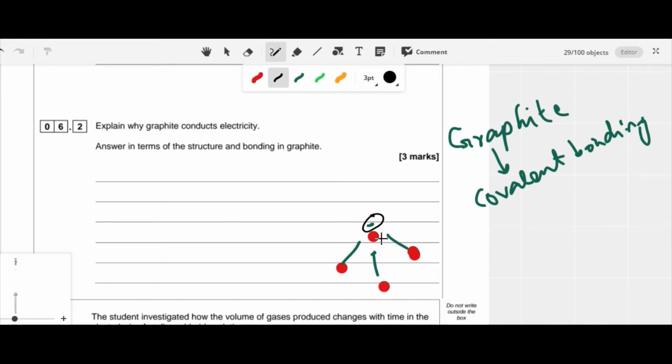So these electrons carry charge through the graphite. For example, here is an electron, here is also an electron, and there are a number of electrons, because graphite contains a large number of carbon atoms. These electrons move through the structure, so they have the ability to conduct electricity. So that is the answer.